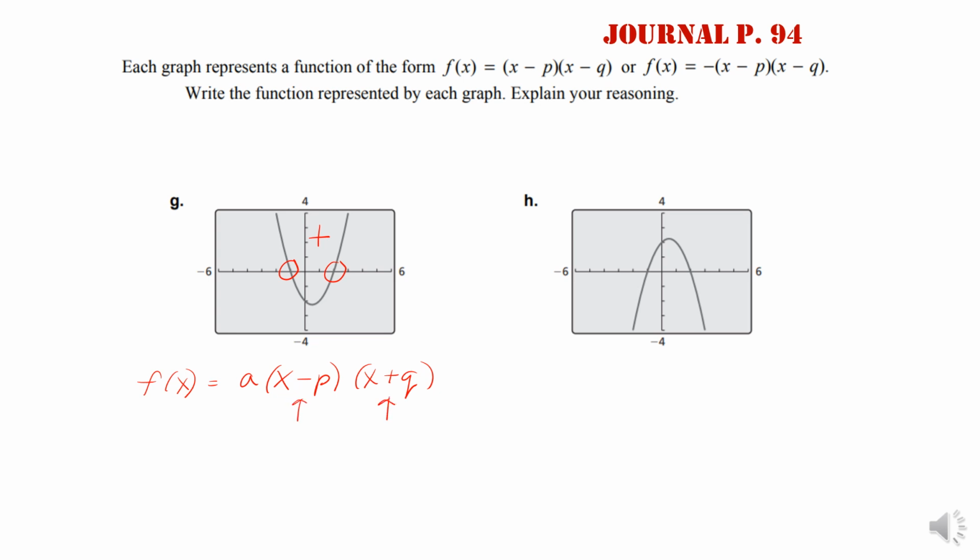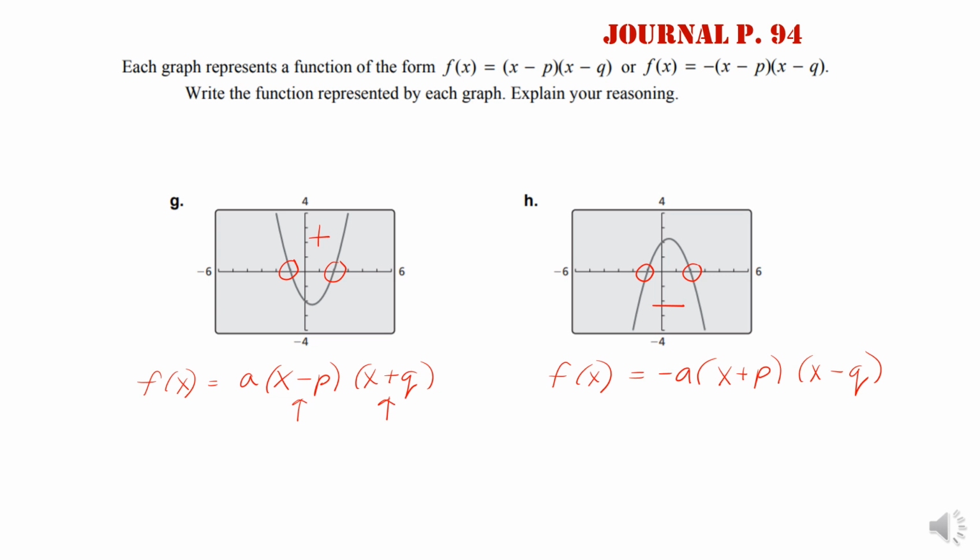Okay, same thing over here, except we have a negative graph. We have one negative, one positive. So let's say I go left to right. Doesn't matter which way you go. So I have a negative a, and this time I'm going to go x plus p and x minus q. Again, it doesn't matter which order you put your parentheses.